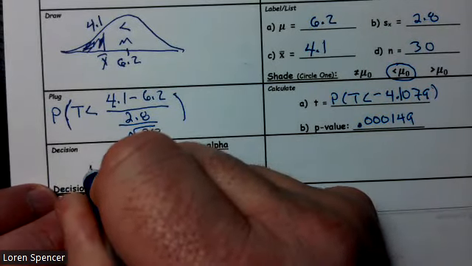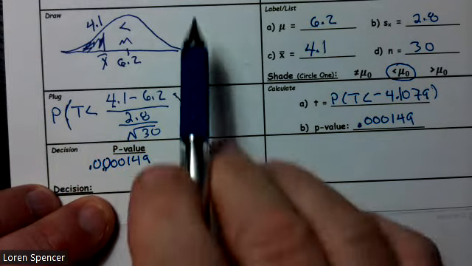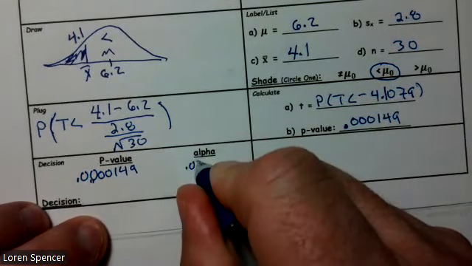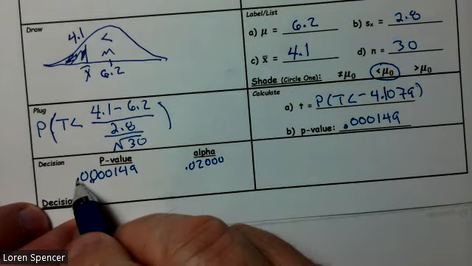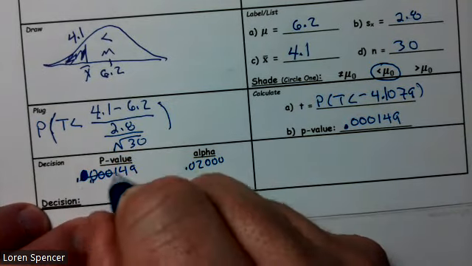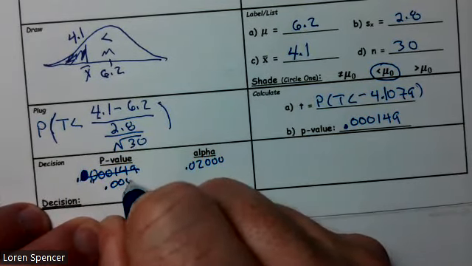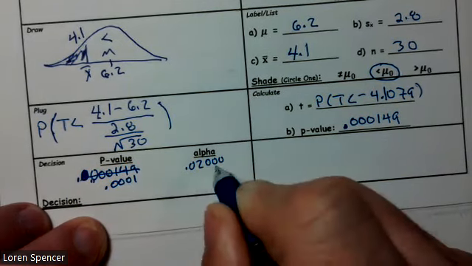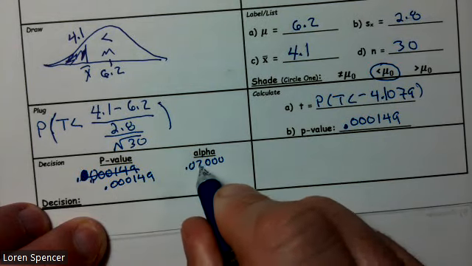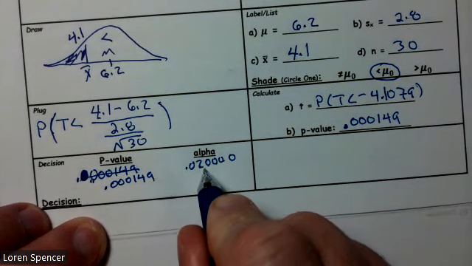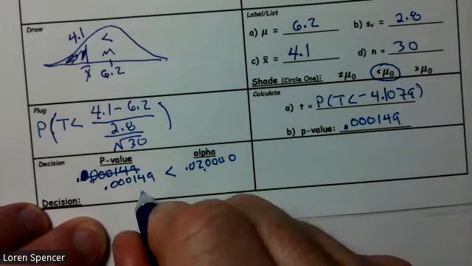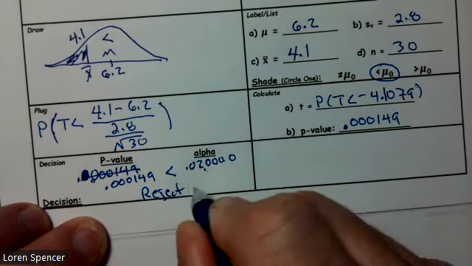Has 4 zeros. There we go. And we're at the 2% level. That's our alpha, so 0.02. And here I have 1, 2, 3, 4. I did that wrong. I'm going to rewrite this. 0.0000149. So 1, 2, 3, 4, 5, 6. And that's a much smaller number than alpha. So this is less than, and whenever our p-value is less, we have to reject the null.